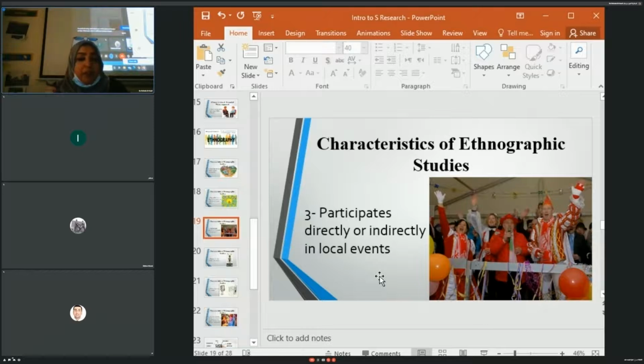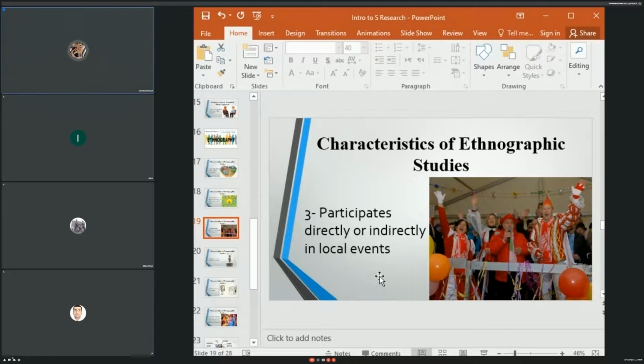Then the researcher will be a part of the local events. Wherever you go, let's say I'm not doing my study in Iraq. I wanted to do it outside Iraq. Let's say, again, an example about language. I wanted to do my study and investigate the Arabic dialects in Morocco. It's totally different from other parts of the Arab homeland.